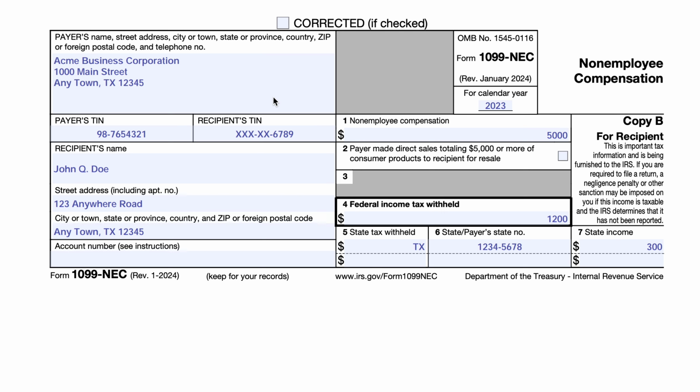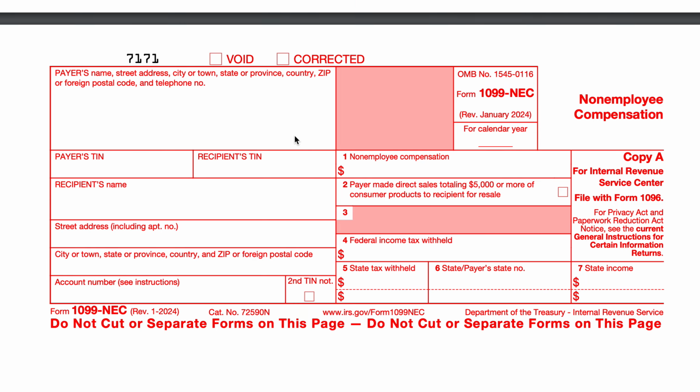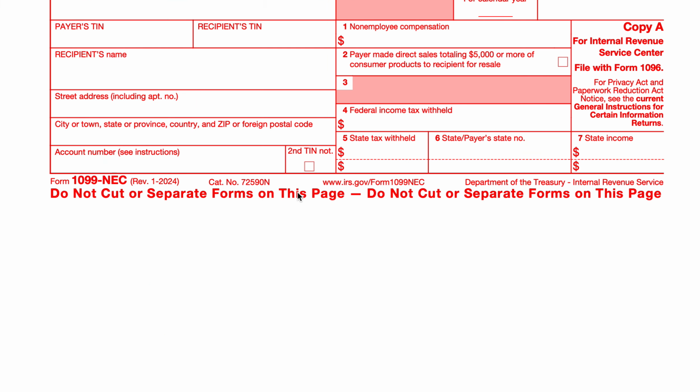So that payer's information is going to be up here in the top left corner. Their taxpayer ID number, which should never be truncated, will be right here below it. Next to the payer's ID number is going to be your taxpayer ID number. For most copies of this form, it will be truncated. However, the copy that gets submitted to the IRS, this nice red copy, will never be truncated. So your full Social Security number is reported to the IRS to reconcile your income.